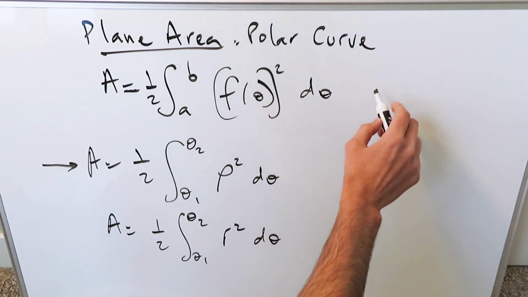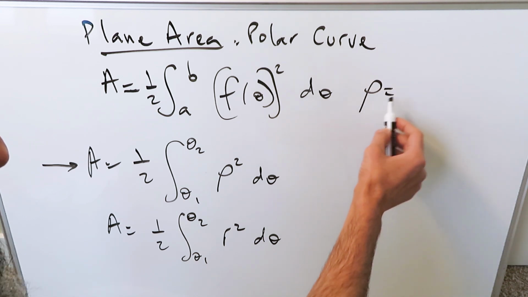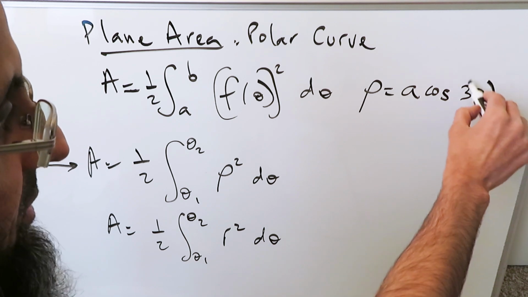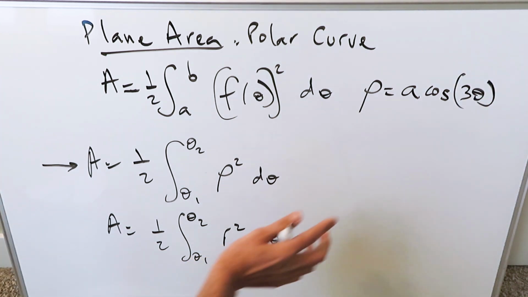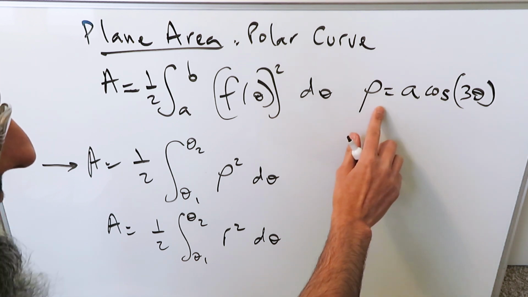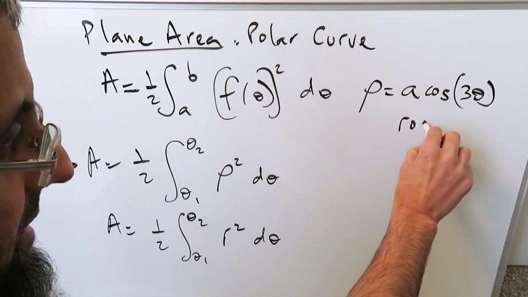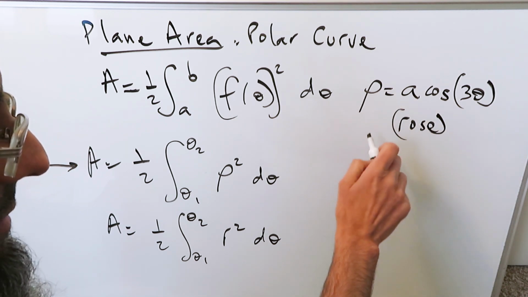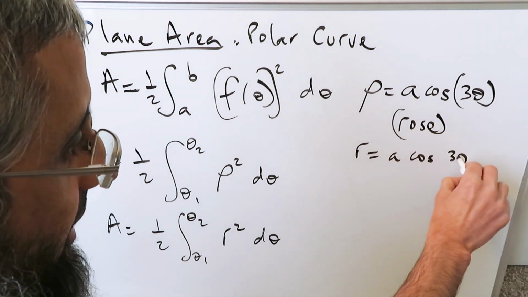We have to find the area of this particular rose curve, which will be a cosine 3 theta. But we have to specify limits, because without specifying the limits, it's impossible to determine the area. We have rho is equal to a cosine 3 theta. It's a rose curve, and it has 3 leaves. This here is also the same as r is equal to a cosine 3 theta.